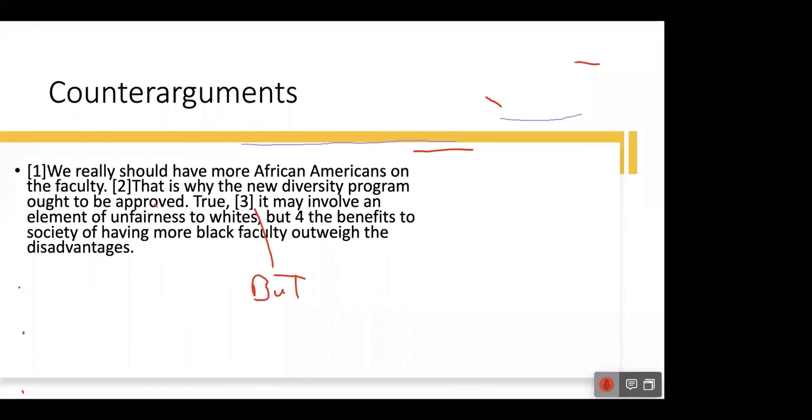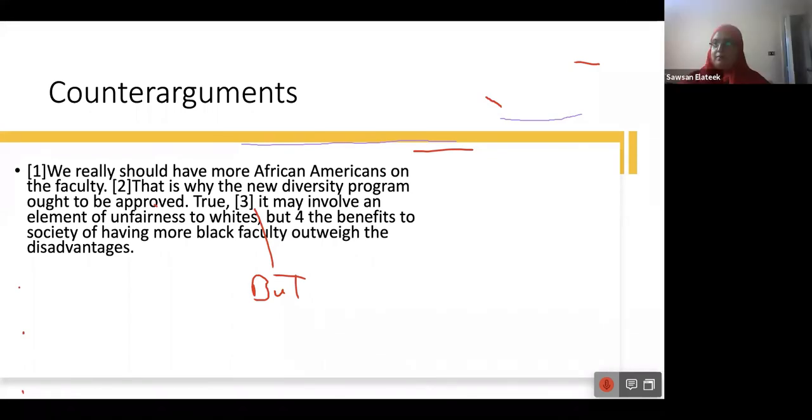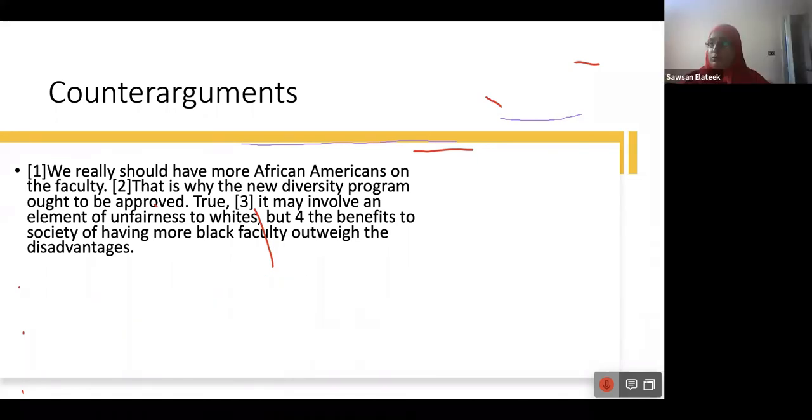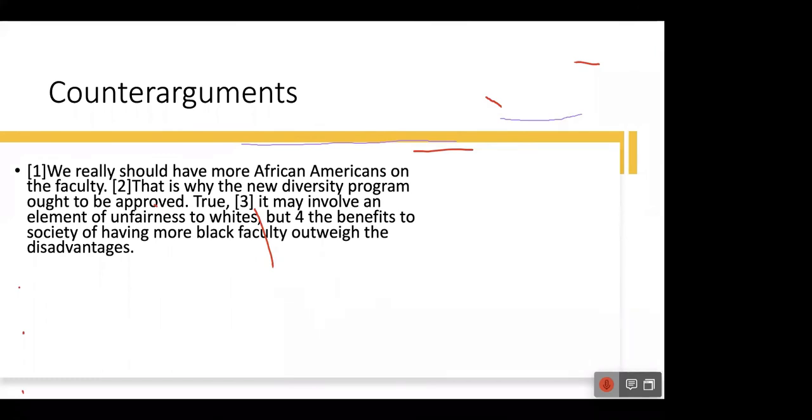One. Okay, one. What are the supporting premises? Let me take that back. Is one the major conclusion here? Four is the major conclusion. Other thoughts? Two? Yeah, I think two is the major conclusion. What are the supporting premises? I mean, these words give it away. That is why. Therefore, hence, right? And the supporting premises are?